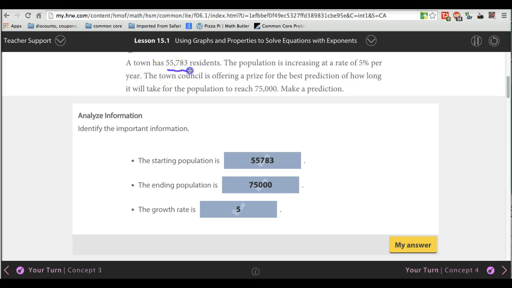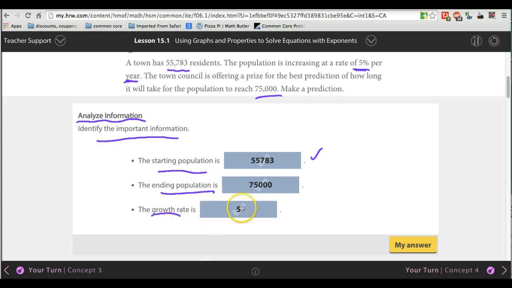A town has 55,783 residents, so that's why it says analyze the information. What is the important information? Starting population is that, right? So I put that in, got it correct. And what was the ending population? Well, the population is increasing at a rate of 5% per year. That's important. The town council is offering a prize for the best prediction of how long it would take for the population to reach 75,000. Make a prediction. So the ending population is 75,000.